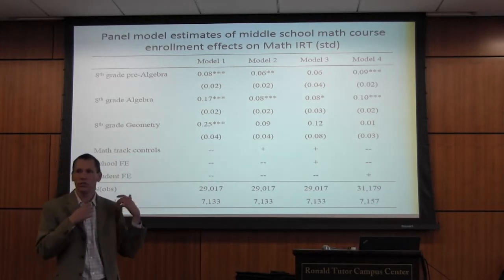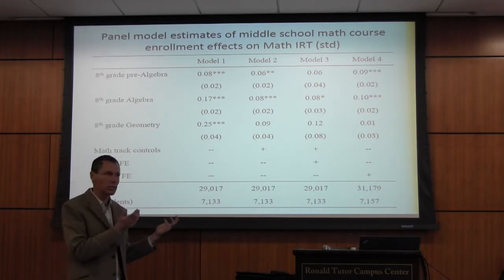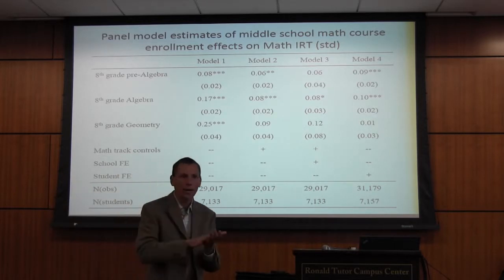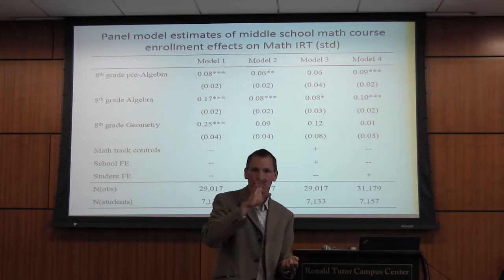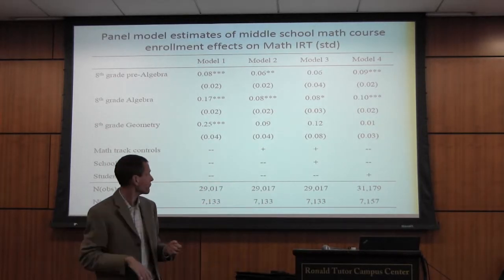So it doesn't seem like school is explaining these 8th grade algebra effects. It really does seem like it's within school. Kids who take fancy math have a sort of bump up in achievement between 5th and 8th grade compared to kids who take less fancy math.